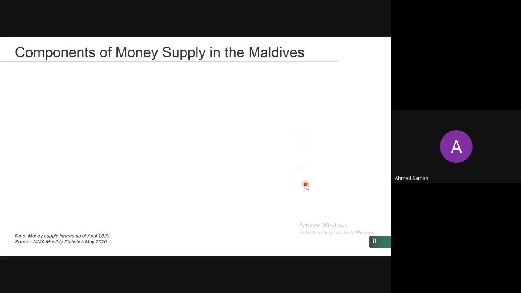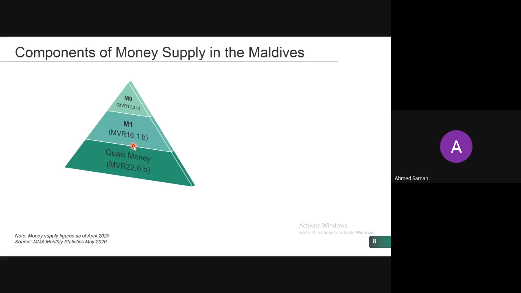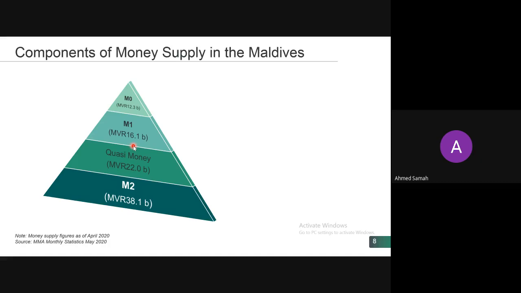M0, which I haven't explained to you first. M0 is actually the monetary base. The monetary base at the end of April 2020 in Maldives was 12.3 billion. M1, narrow money, was 16.1 billion. Quasi money was 22 billion. M2, or broad money, was 38.1 billion rupiah. So let's go into more detail of what is included in each of these.